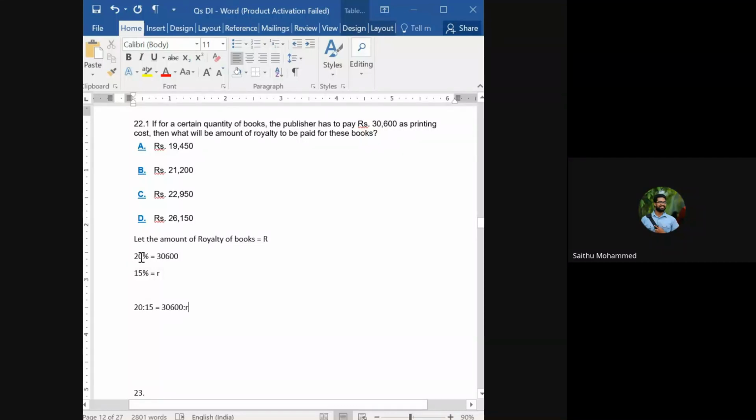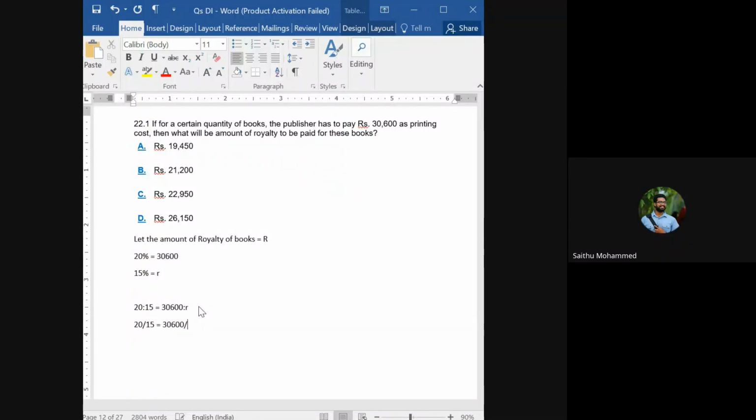Why? Because both are in percentage, so we can write 20 is to 15, and both these are in amount. That's why we can write in this way also, 30,600 and R. Both these are in amount. So if we can make it up to this, then it is actually very easy to solve.